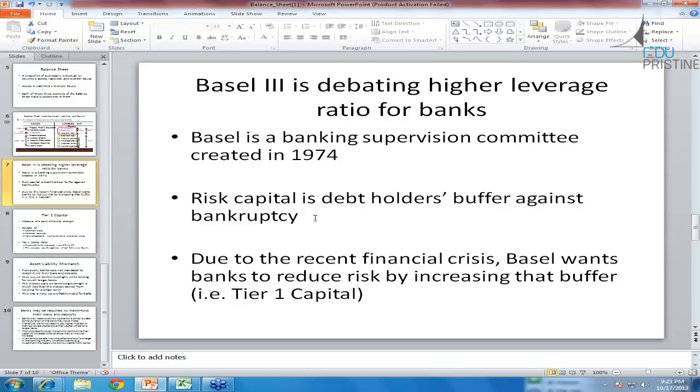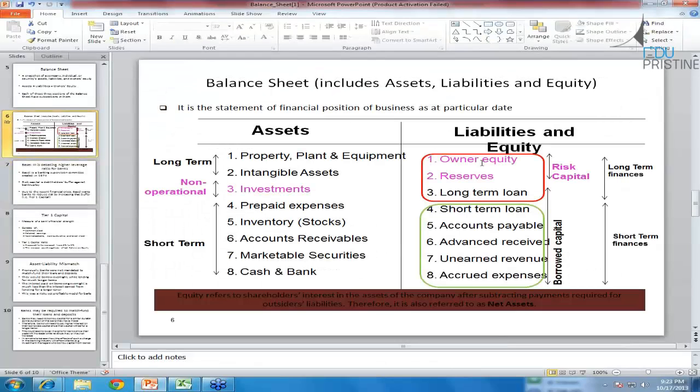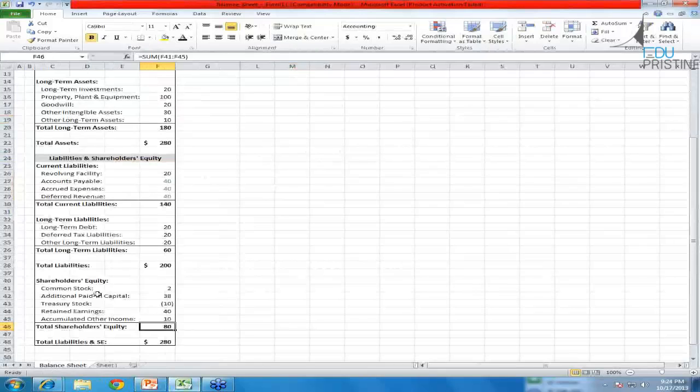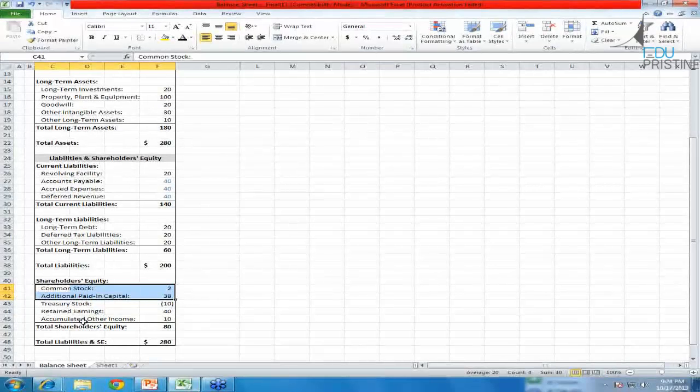So what that means is the risk capital that is supposed to be the buffer against bankruptcy. If you remember, we discussed how this owner's equity right here is the buffer against bankruptcy for the borrowed capital or the creditors of the company. So due to the recent financial crisis that of course has been going on for the 5-some-odd years, Basel wants to reduce the risk by increasing that buffer, that is the Tier 1 capital. What the Tier 1 capital means is that there are certain types of owner equity line items, including common stock, additional paid-in capital, retained earnings, that the committee wants each company to have more of. And the more stockholders' equity you have, the less risky it becomes for those who have lent to you, because the buffer becomes larger as a percentage of assets.